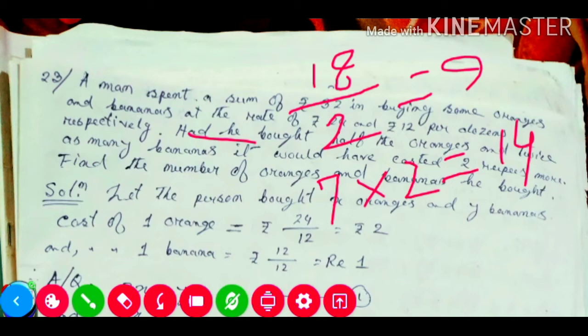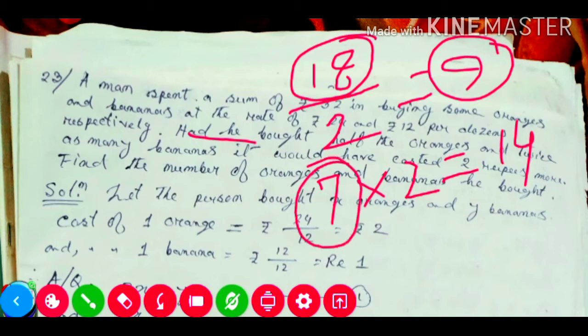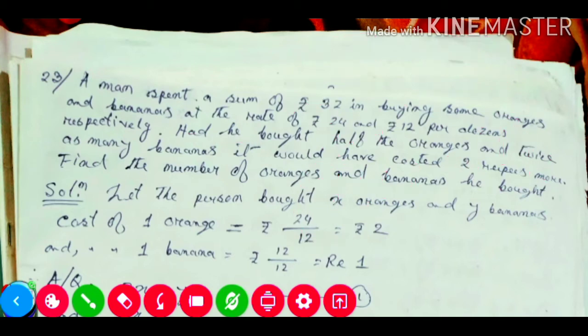Now before he bought suppose 18 oranges, now he is buying 9 oranges. Before he bought 7 bananas, now he is buying 14 bananas. Now what will be his cost? It would have cost 2 rupees more. That time he needs to pay 2 rupees more.